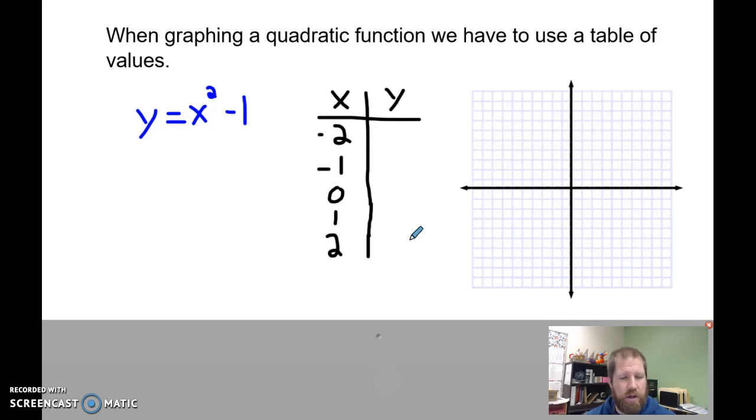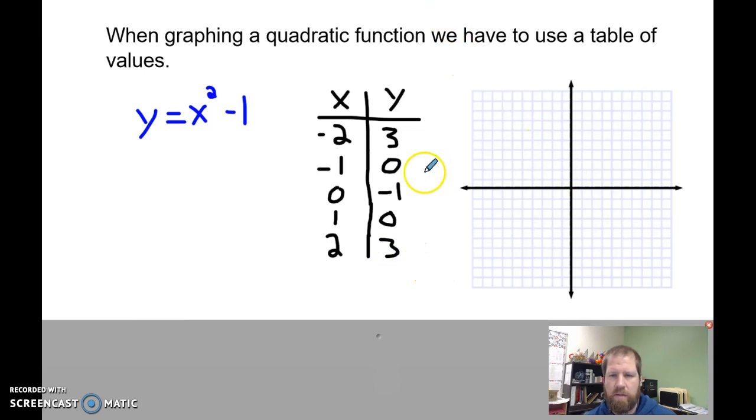It's going to change. So we need to plot some values of x to be able to see what our line is going to look like. I'm going to go ahead and plug those in. Negative 2 squared is going to be a positive 4, minus 1 is 3. Negative 1 squared is 1, minus 1 is 0. 0 squared is 0, minus 1 is negative 1. 1 squared, 0. 2 squared minus 1 is 3.